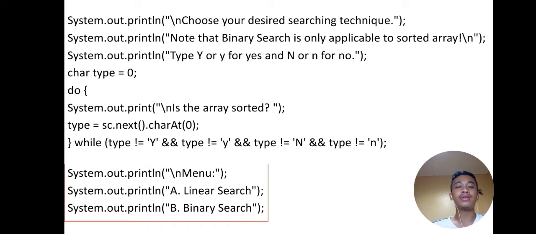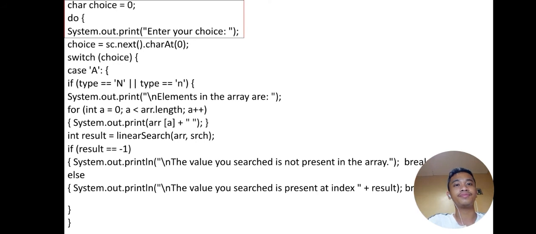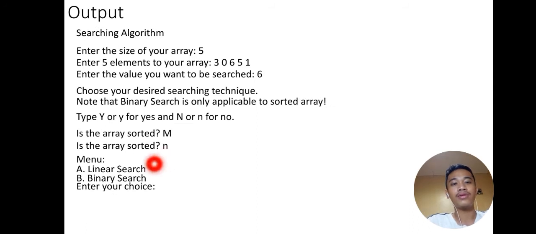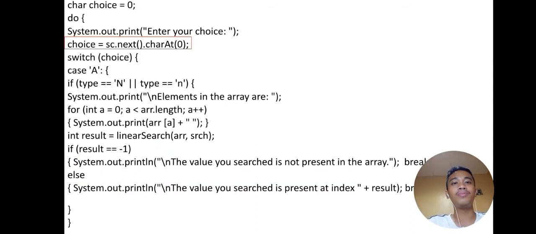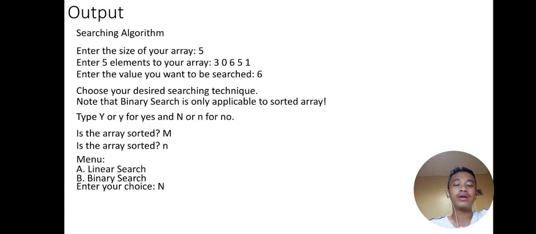Then it will print the menu: linear search and binary search. And we have the initialization of char variable choice with a value of 0. So next we have another loop right here, the do-while loop. Under it, it will print "Enter your choice." So right here, it will prompt the user to input. Then the user, in our example, inputted big N.